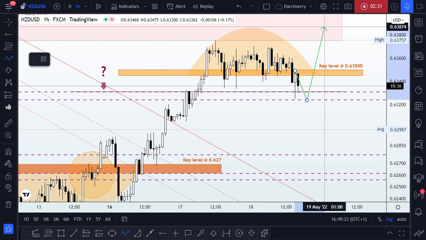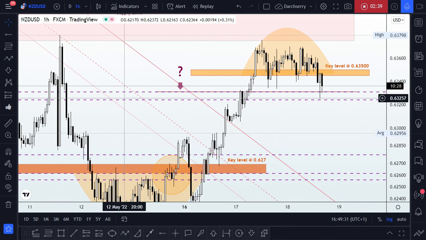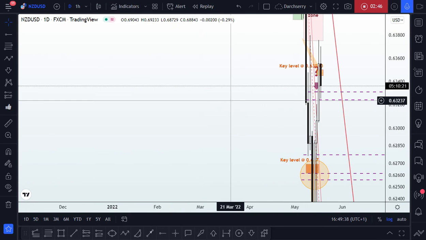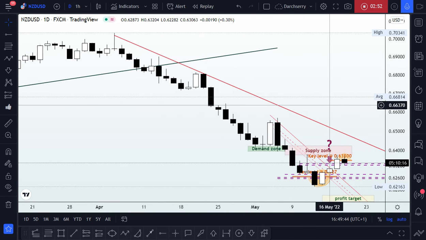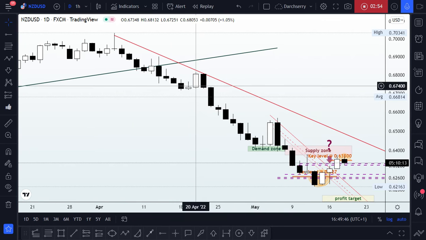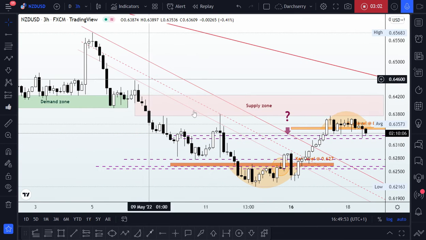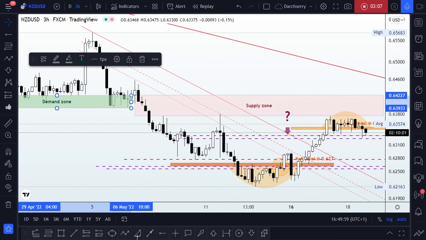However, if we do have a breakout of that structure, then we want to be looking for an opportunity to buy the kiwi against the greenback. However, considering the long-term bearish momentum on this pair, allow me to show you what's happening on the daily time frame, which I already did in my previous video. To have a quick recap, we can see that we're really in a long-term bearish momentum. If we go down to the 3-hour time frame, we will see that price action has been rejecting the supply zone we identified earlier in the week around this area.